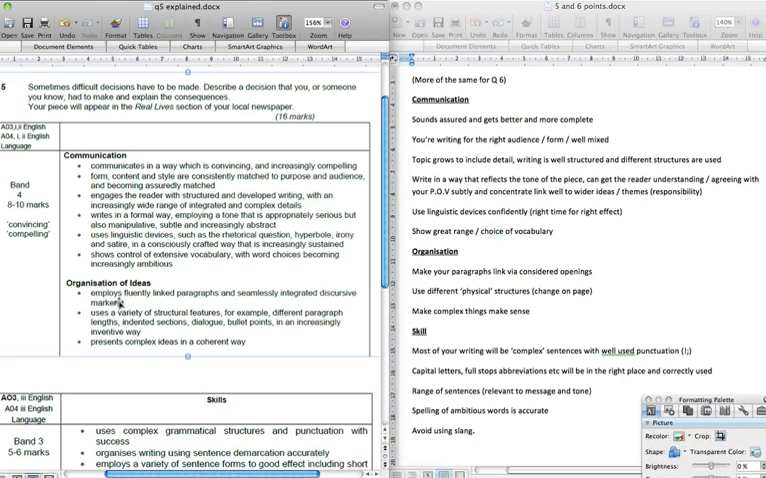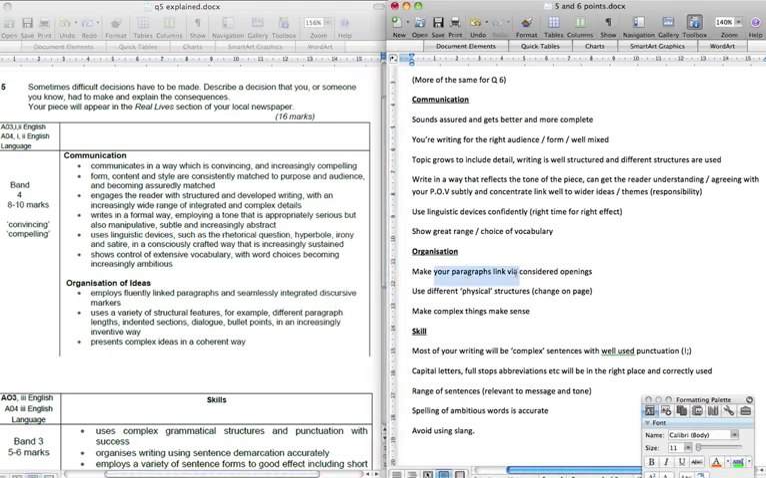Moving on then to organisation of ideas: employs fluently linked paragraphs and seamlessly integrated discursive markers. So basically your paragraphs link via considered openings. A discursive marker is basically a point in an essay or a piece of writing, should I say, that just invites us to move on or can kind of twist where we're going.